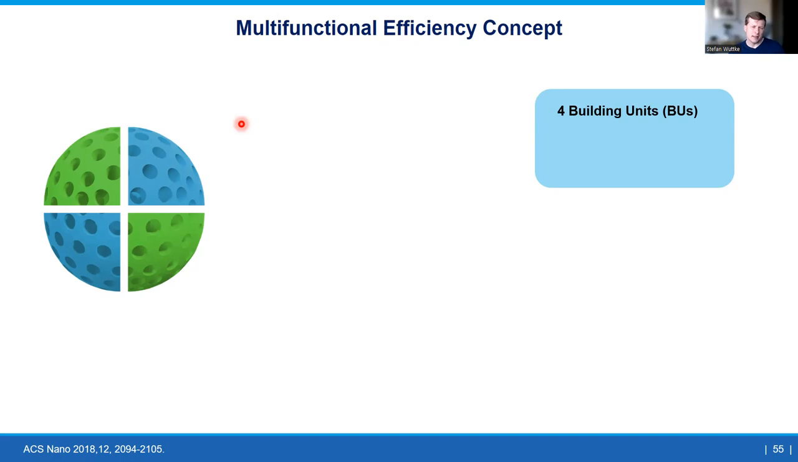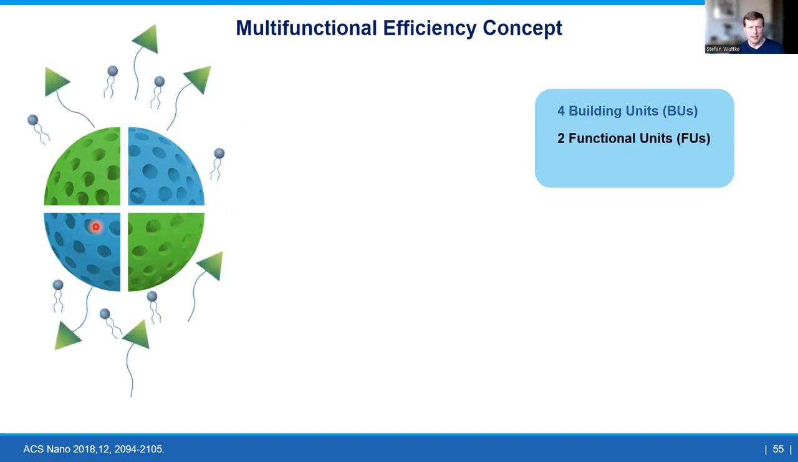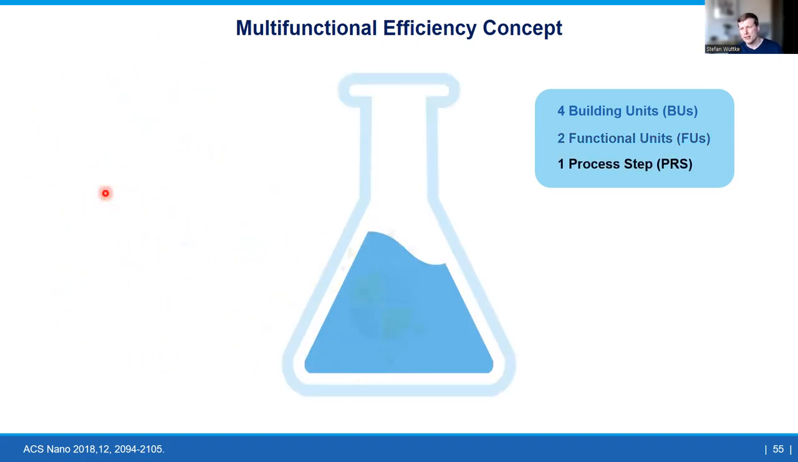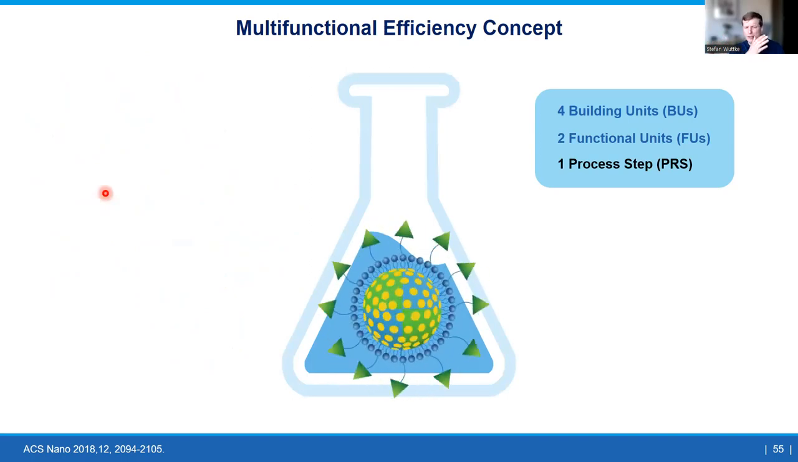And this concept was created because it was bothering me, really, when you see the thousands of publications on nanoparticle formulation, and you cannot compare them, cannot evaluate them. So I came up with this concept. I defined building units. Imagine you have a nanoparticle with four building block units, and then you define functional units, which are units that have function. For example, in this case, we have two functional units, and then we have one process step, meaning a reaction step. So we need just one reaction to make this nanoparticle.